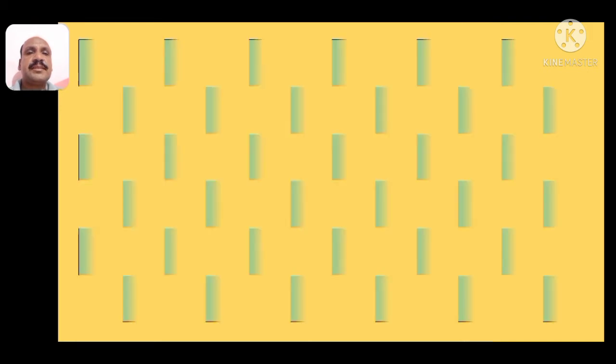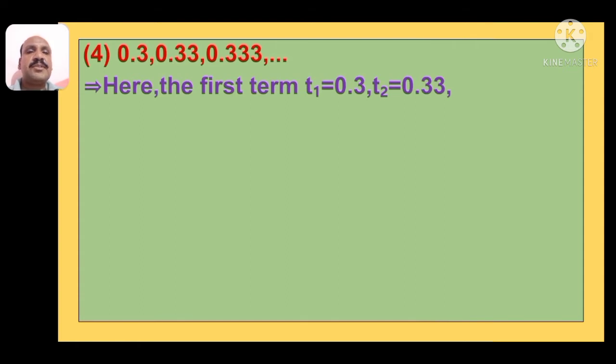Now next, here we have given the sequence 0.3, 0.33, 0.333, and so on. Now here, the first term T1 is equal to 0.3, T2 is equal to 0.33, the third term T3 is equal to 0.333, and so on. Now here we'll find the difference.